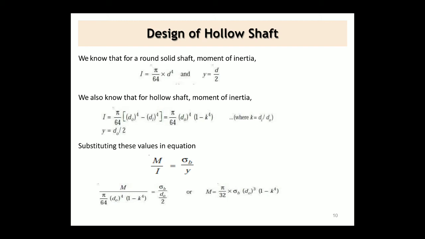Substituting the values we have seen in the equation M by I equal to sigma b by y, we get M by pi by 64 do raised to 4 bracket 1 minus k raised to 4 equal to sigma b, that is bending stress, divided by, putting the value of y, that is do by 2. So taking M to the one side and the other values to the right side, we get M equal to pi by 32 into sigma b into do cube bracket 1 minus k raised to 4. That is the equation for the moment.